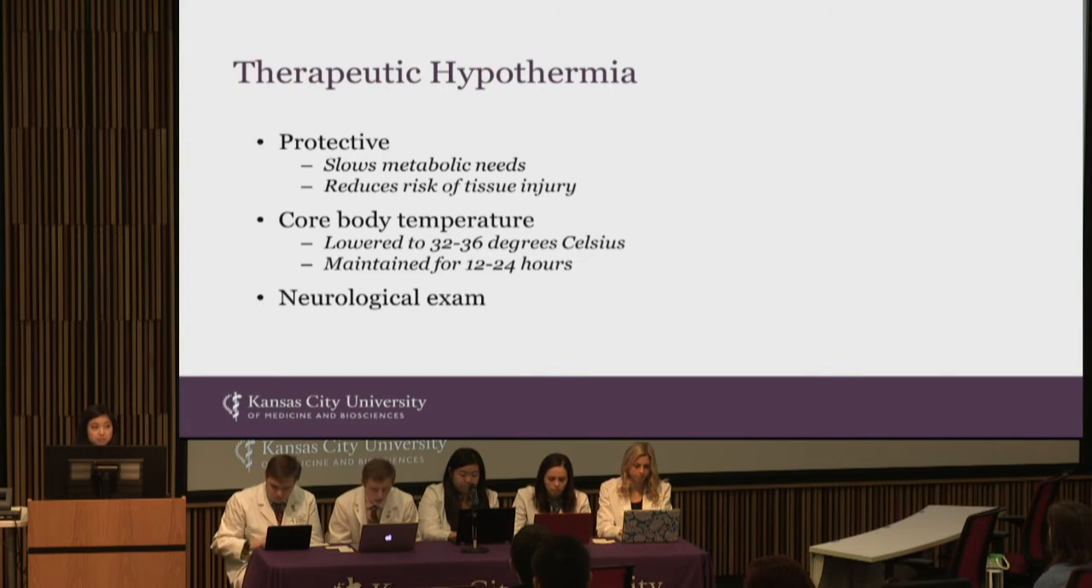In therapeutic hypothermia, the body's core temperature is lowered to 32 to 36 degrees Celsius and maintained for 12 to 24 hours by either IV infusion of cold isotonic saline or cooling blankets. Hypothermia has been shown to improve neurologic outcomes in patients who are in a coma post-arrest. The lower temperature slows the body's metabolic needs and is a protective measure against any subsequent tissue injury.